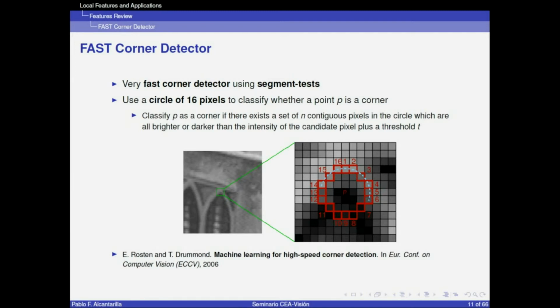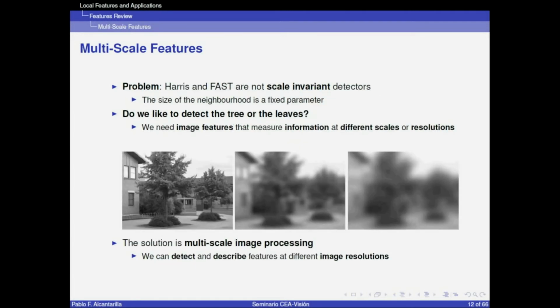So what's the problem with Harris and FAST? The problem is that the size of the neighborhood where we try to evaluate if a candidate pixel is a corner or not is a fixed parameter. And that means that Harris and FAST are not scale invariant detectors. Normally what we want is to detect features at different resolutions or different sizes. So that's normally the problem.